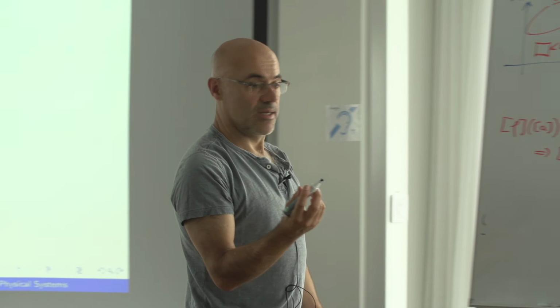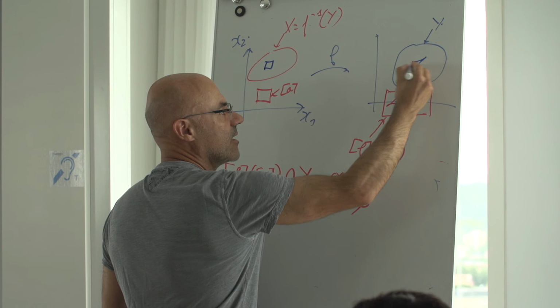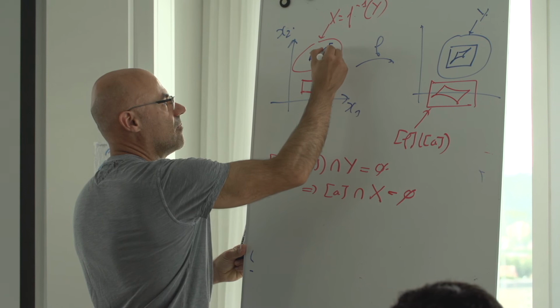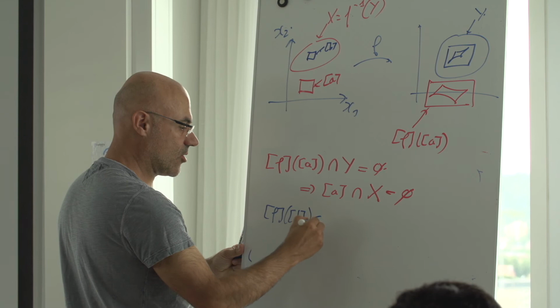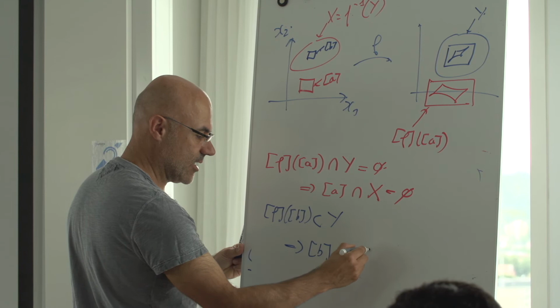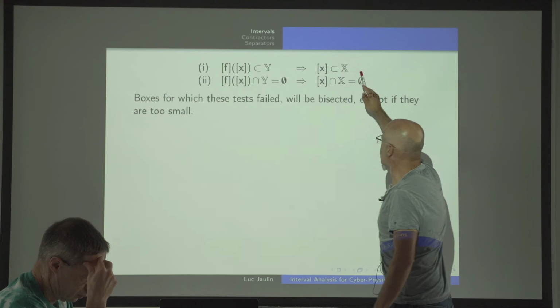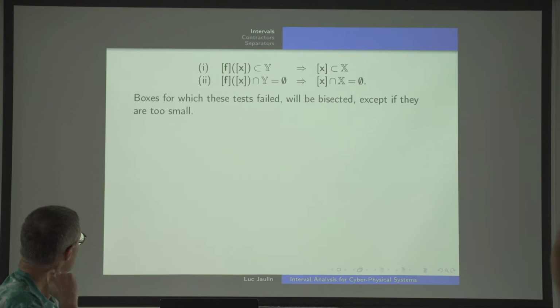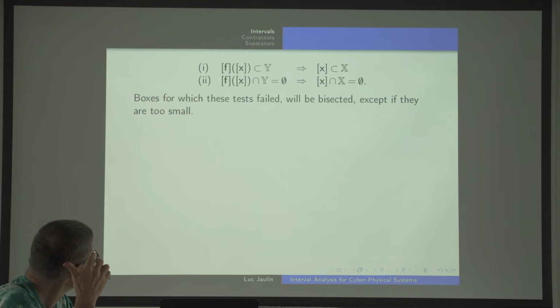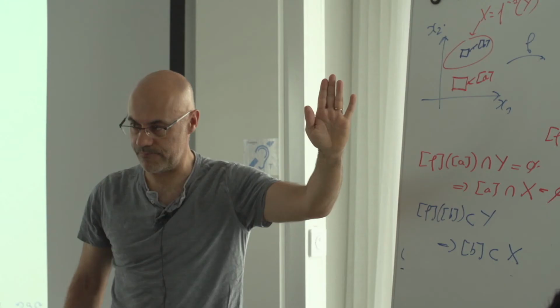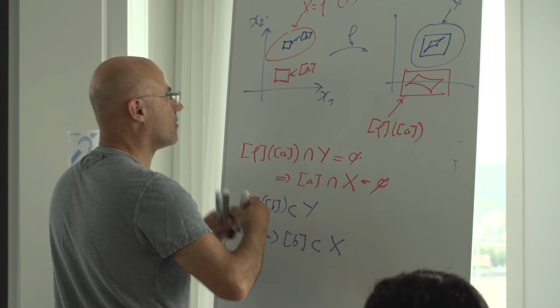If I take a box here, the image can be something complicated, but I can enclose it. So here it's B. If f of B is included in Y, then I can conclude that B is included in X. I am sure that here I am in the solution set. So using this, I have these two tests that make it possible to decide if a box is inside the solution set or not. If I cannot decide, then I will bisect the box. For instance, if I take this box, the image will be like this.